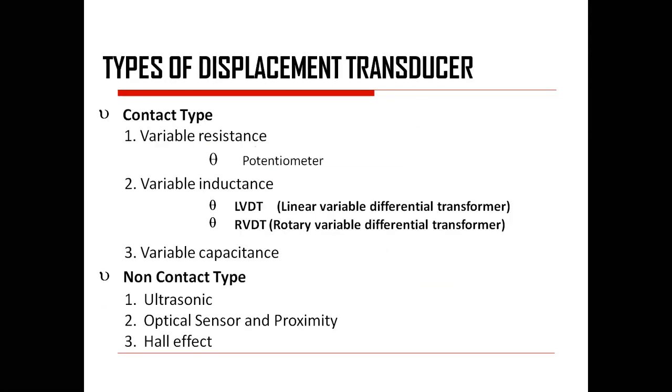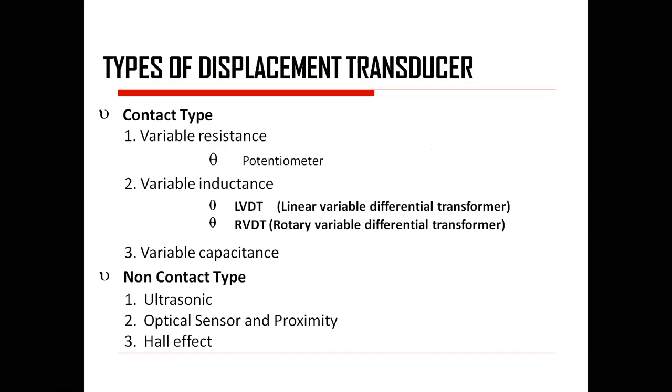Now, types of displacement transducer. Broadly, if we try to classify the types of displacement transducer, we have contact type of displacement transducer and non-contact type of displacement transducer. What is contact type? When the person or the thing is directly in contact for the measurement of that particular parameter.